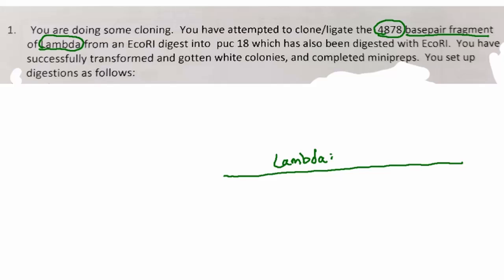Lambda, and that's going to be 4878 base pairs long. And that's going to be the fragment, so we're going to give it a squiggly line. And then, so you have attempted to clone and ligate the 4878 base pair fragment of lambda from an EcoRI digest into a pUC18, which has also been digested with EcoRI.